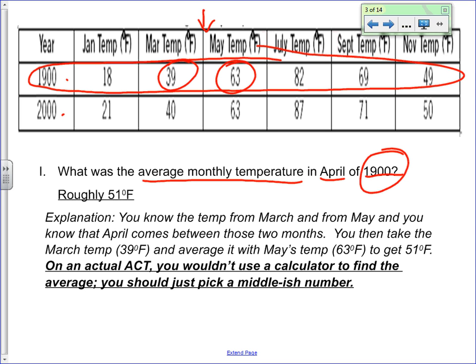Now, if you're doing this as accurately as possible, what you would do is add them up and divide by 2 to find the average. However, in this case, on the ACT, you're not going to have a calculator with you, so you're going to want to start getting the hang of picking a middle-ish number. The way the ACT is set up is they'll probably give you answers that are somewhere around 40, let's say 52, 63, or 78 would be your 4 answer choices.